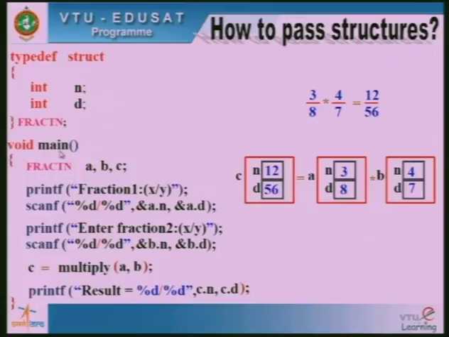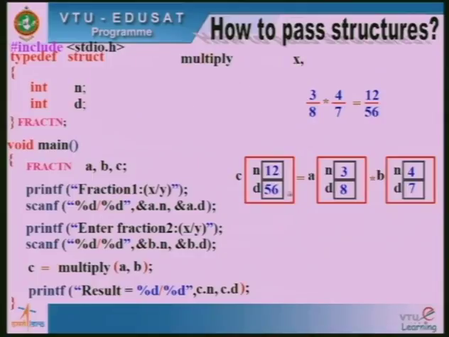And then we write void main. The declaration of printf and scanf is available in stdio.h. So you should go here and write #include <stdio.h>. Now the problem is how to multiply these two fractions. So let us write the function multiply.